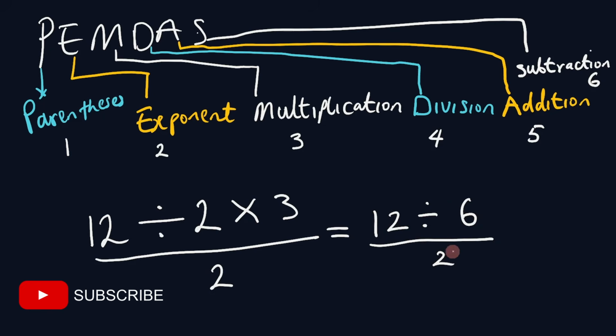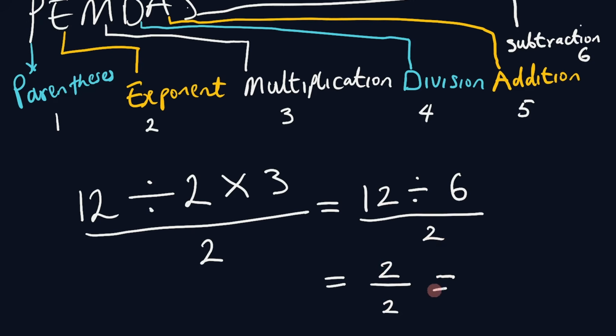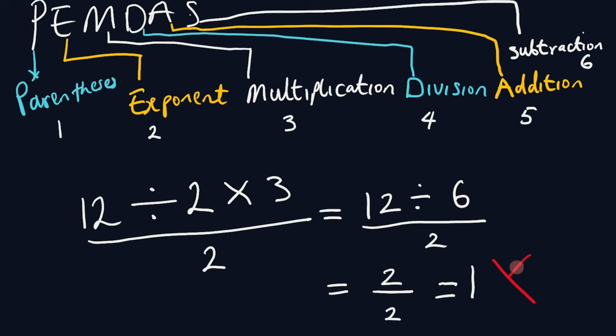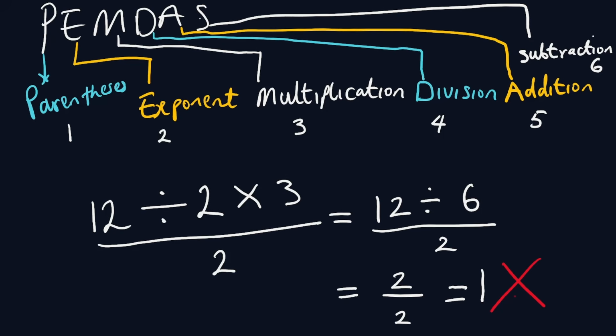Now division. Yes, they know that in every fraction question they have to solve the numerator first before solving the denominator. What else do they do? 12 divided by 6 will give them 2, and when they divide it by 2, the final answer they will get is 1. This is wrong. Now let me show you the proper way to solve this.